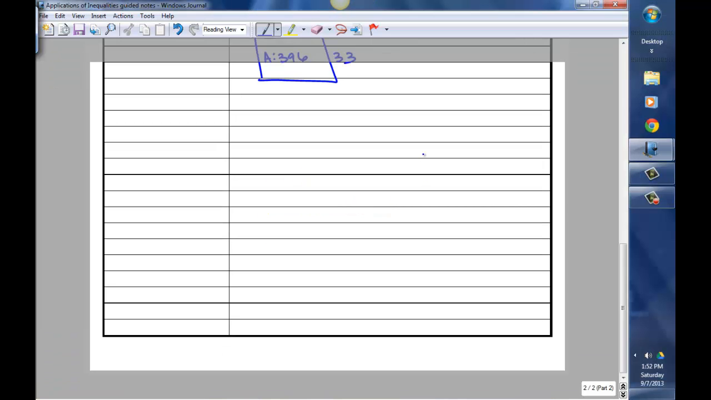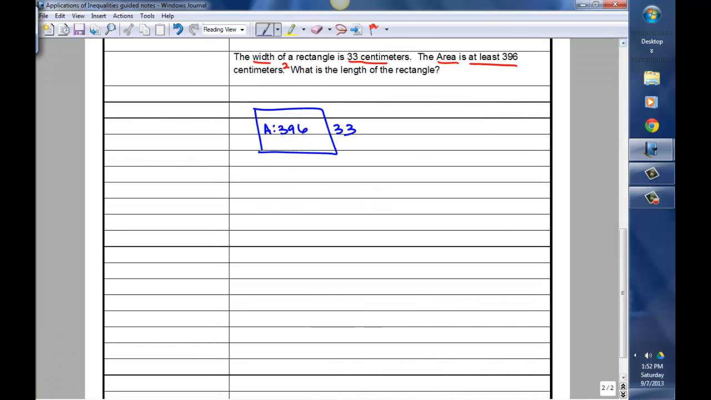One thing you might want to remember is that the area of a rectangle is length times width. You have to have that piece of information to be able to move on. So the area that they've given me is 396, and I know that 33 times my unknown length would give me this approximate area. So I have to ask myself, can this total area be exactly 396? Would that be okay? The answer is yes, because right here they tell me it has to be at least 396.